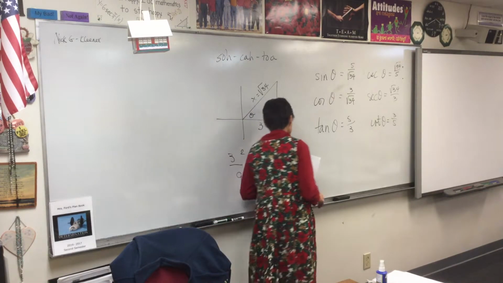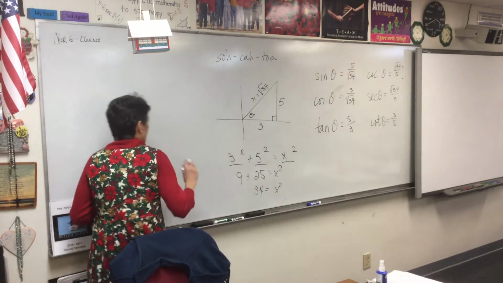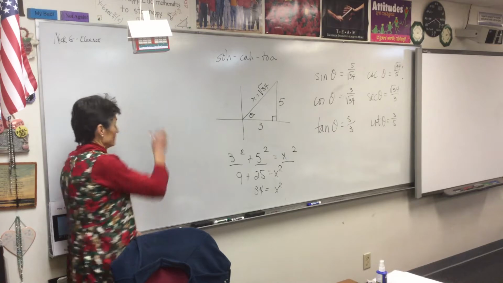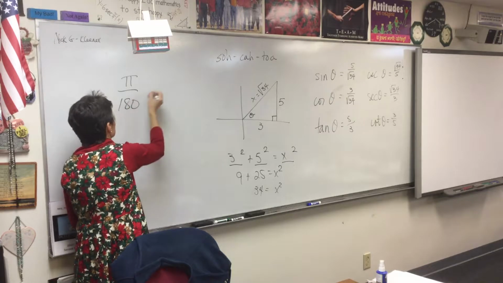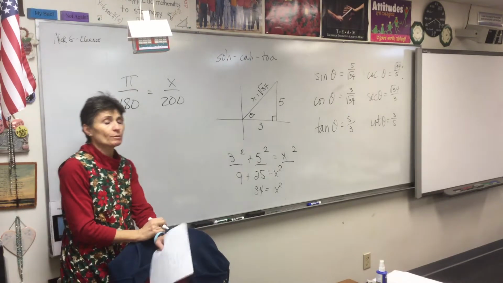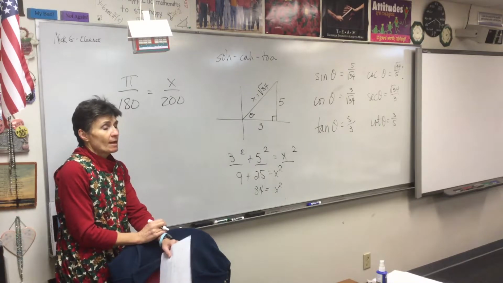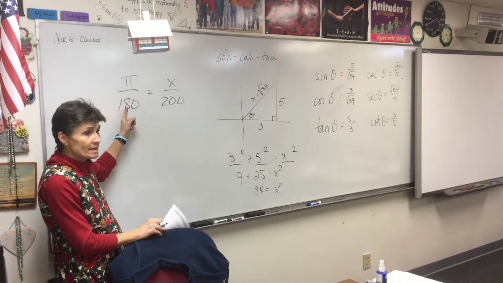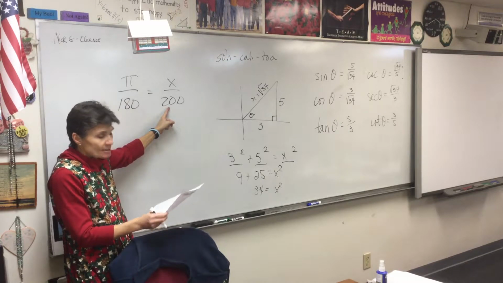Next part. Change 200 degrees into radians. Now, who remembers how to do this? Zach? It's pi over 180, and then x over 200? Yep, that's exactly right. To change a degree measure into a radian measure, we simply set up a proportion. And the proportion never changes. It's always pi over 180, and then x over whatever angle you've been given. In this case, it's 200.